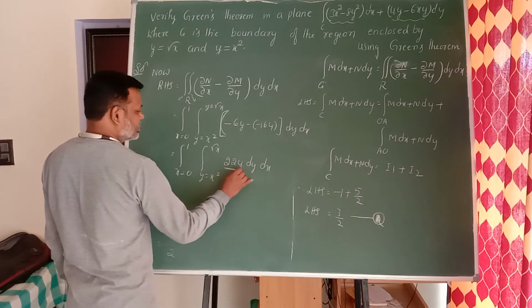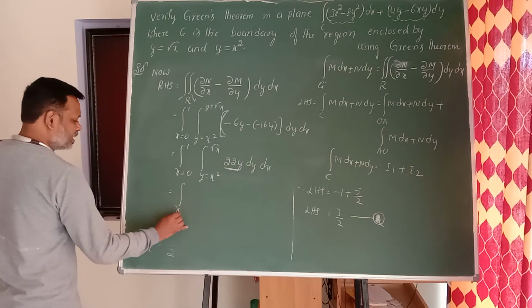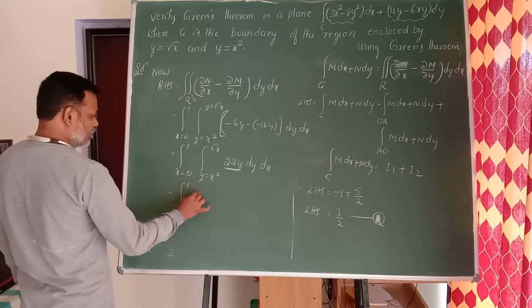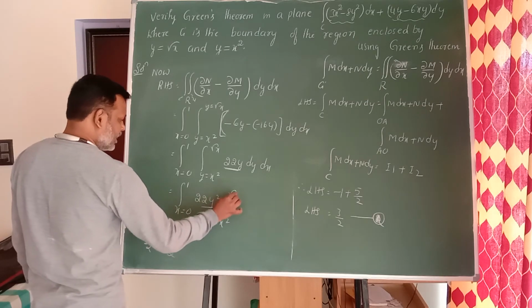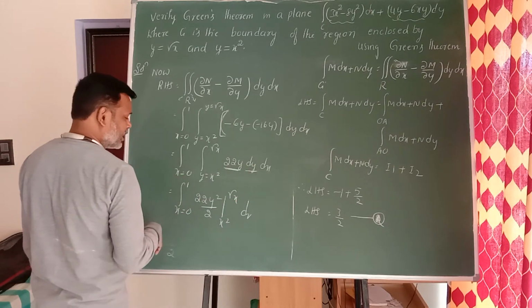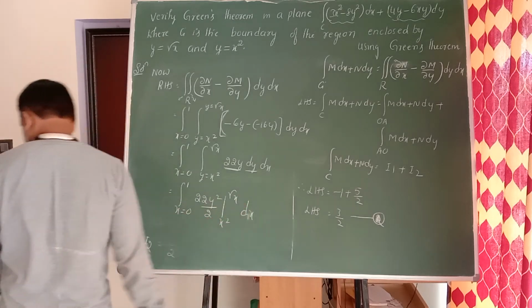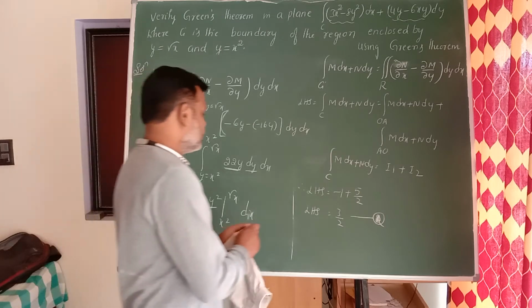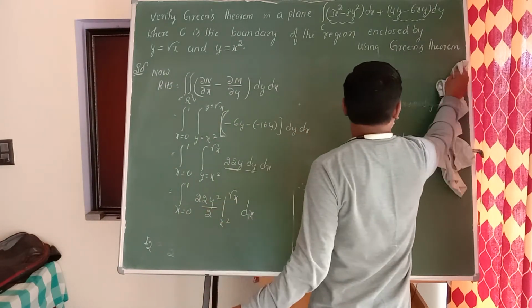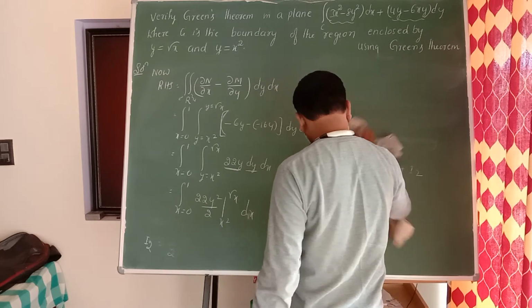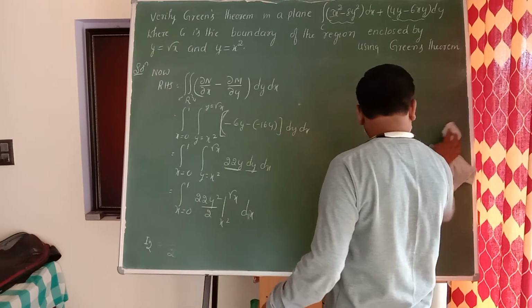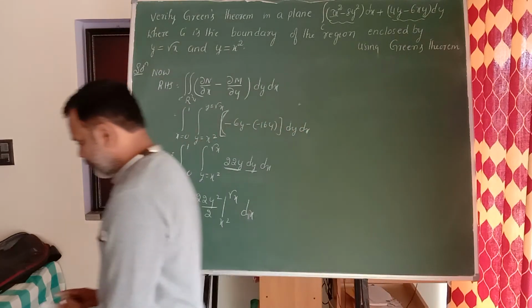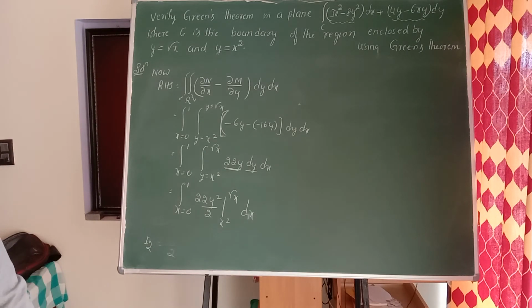First let us integrate this with respect to y, with x equal to 0 to 1, 22 y square divided by 2 from x square to root x into dx. This is over with respect to y. So now integrate. LHS we already got as 3 by 2, right? Not 3 by 2, yes, sorry, 5 by 2. Sorry, 3 by 2 we got for LHS. Now we'll move on to this.